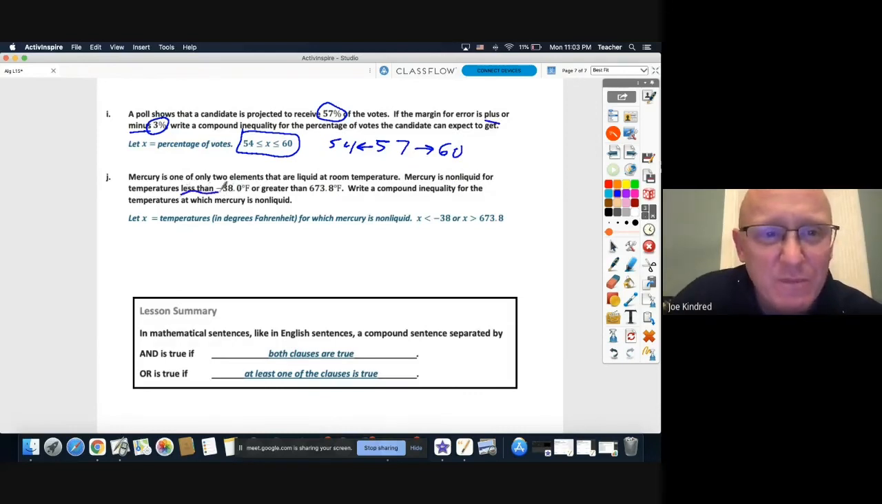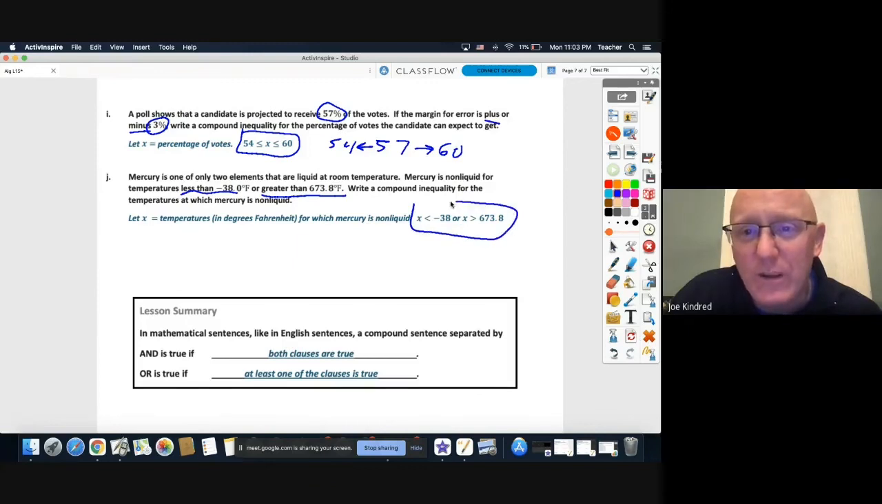Mercury is one of only 2 elements that are liquid at room temperature. Mercury is non-liquid for the temperature less than negative 38, or rather greater than 673.8. And so the inequality you see is right here. Take a look at this answer on both sides of the or and see if that makes sense. You will be doing problems just like I and J today.